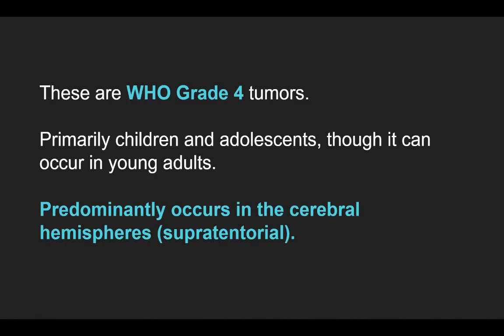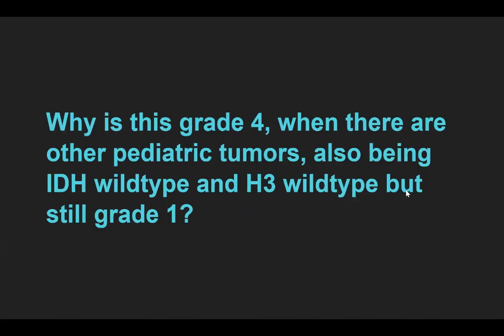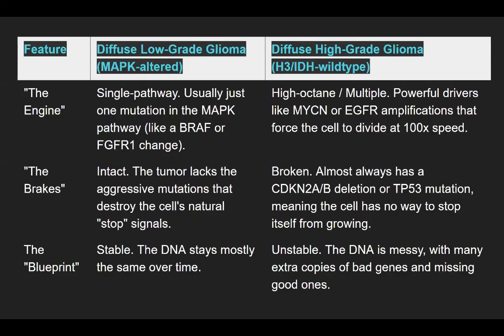Yes, because in pediatric oncology, IDH, let's go to that slide. I think I have that slide, yes. So why is this grade 4 when there are other pediatric tumors also being IDH wild type and H3 wild type, but it's still grade 1? And these other pediatric tumors, as I said, are astrocytoma, MAPK pathway altered, and the other one, the MYB and MYBL altered. So that is because these ones have only one problem.